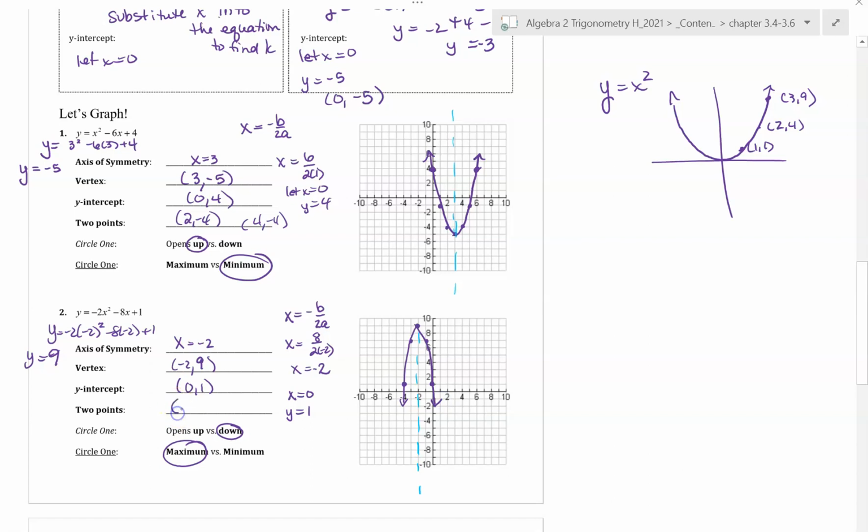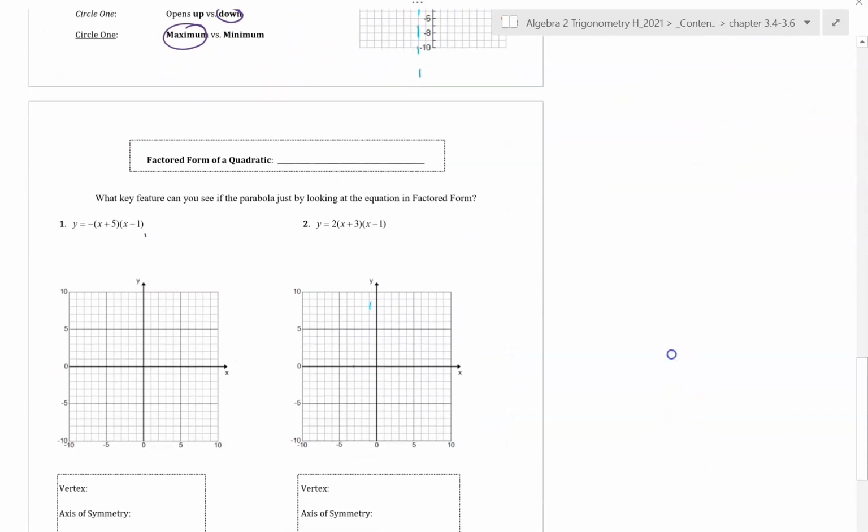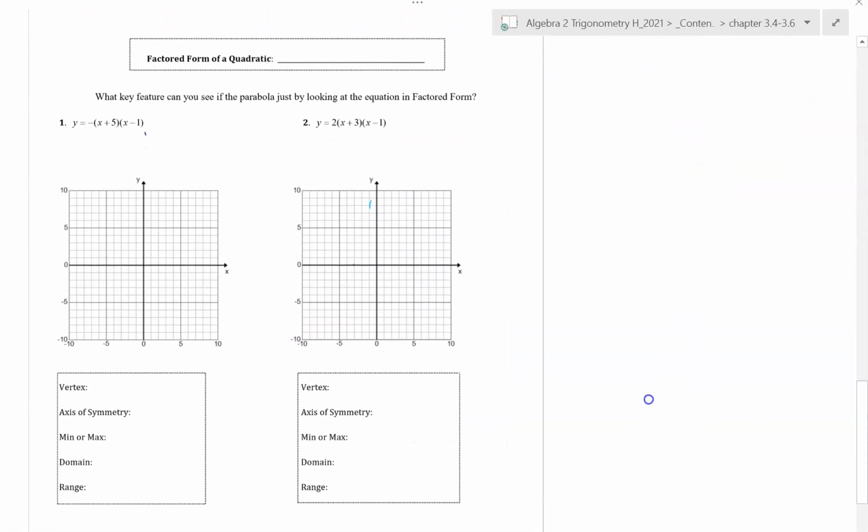So again, 2 points, we used -3, 7, and -1, 7, because we went right 1, down 2, and left 1, down 2. Okay, let's take a look at factored form now. So go ahead and think about what the equation would look like if it was in factored form. Go ahead and pause the video and think about that.